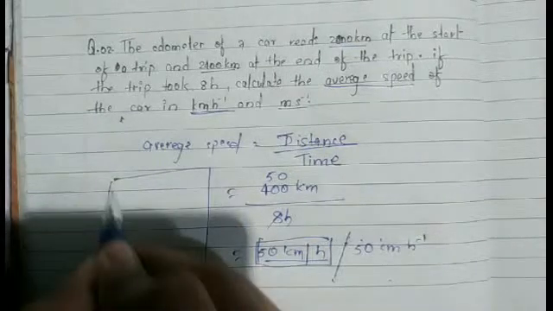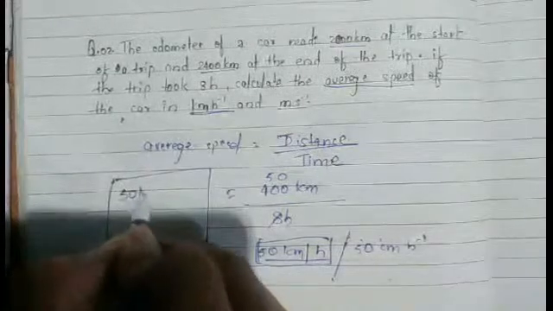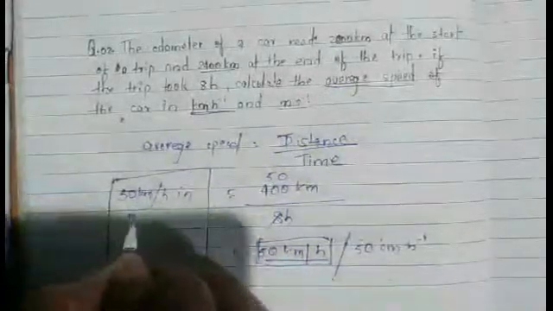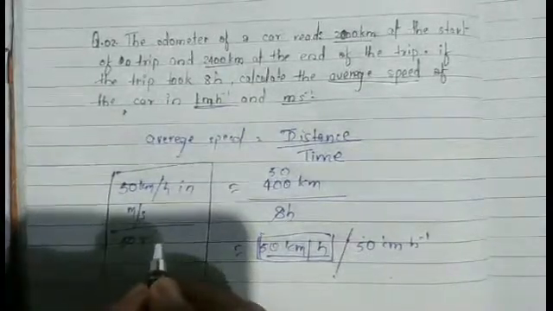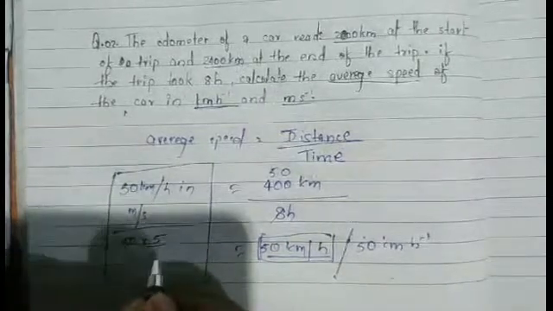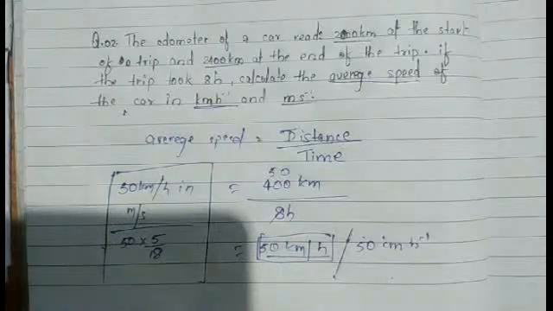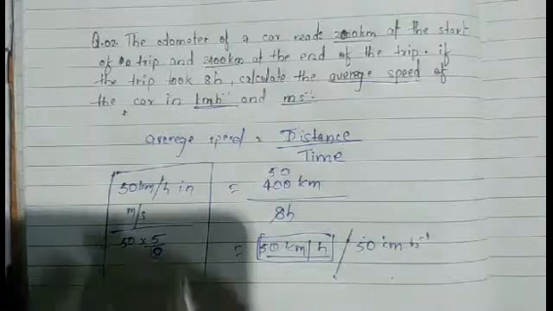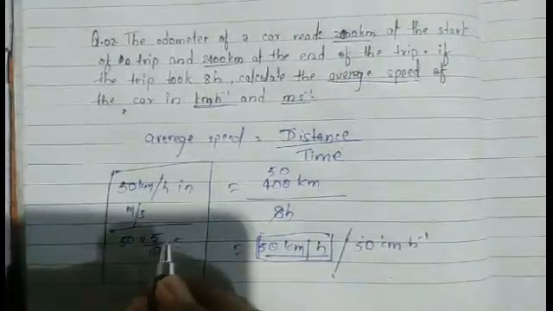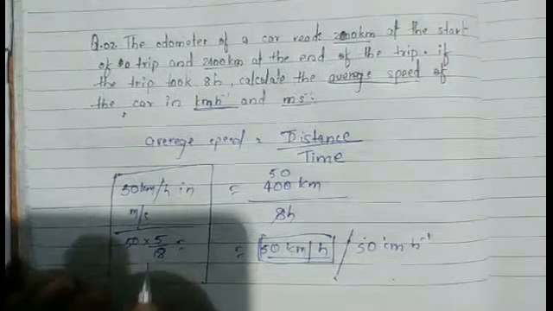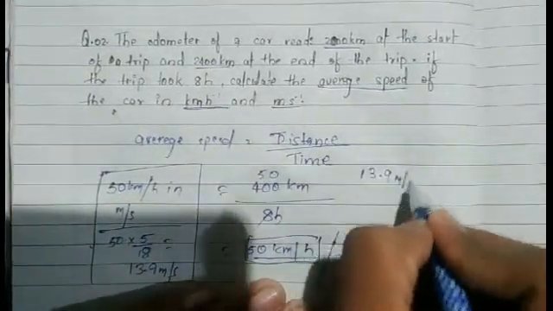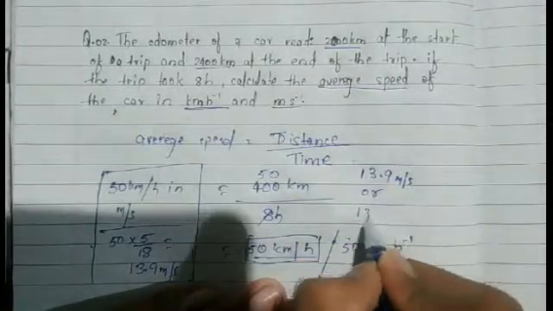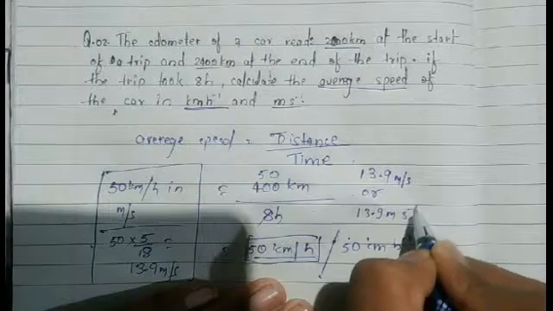In meter per second, 50 km per hour is going to be 50 into 5 by 18, that is equal to 13.9 meter per second.